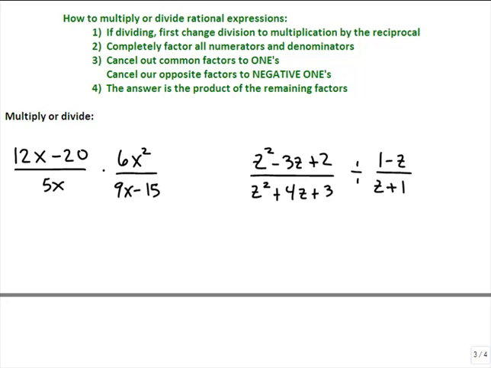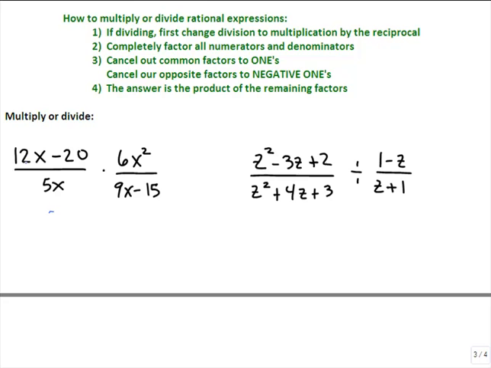Multiplying and dividing rational expressions is extremely similar to simplifying rational expressions. Instead of just dealing with one fraction, however, we're going to have 2 to deal with. So we're going to make sure that we completely factor all of the numerators and all of the denominators, and then we're going to cancel any common factors that we have across any of the tops with any common factors that we have across the bottom.